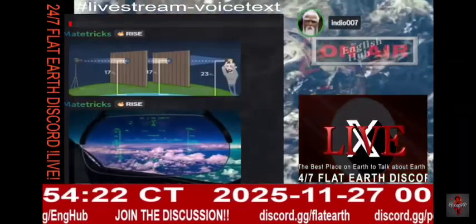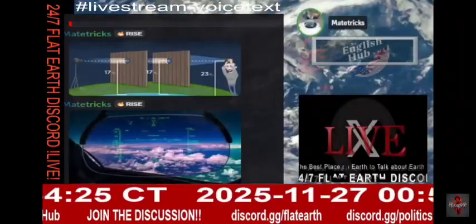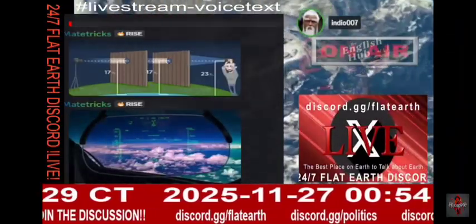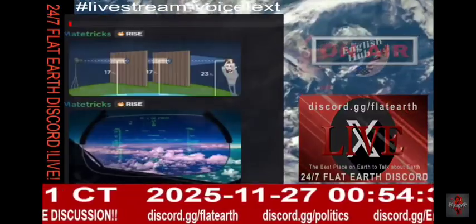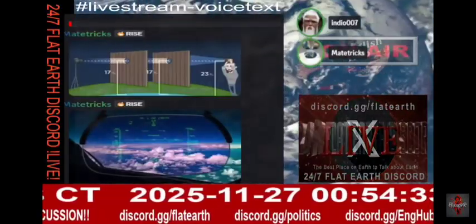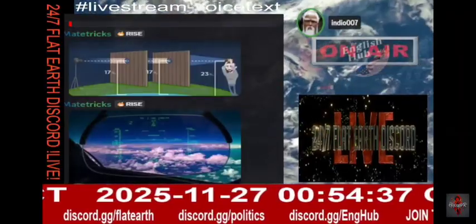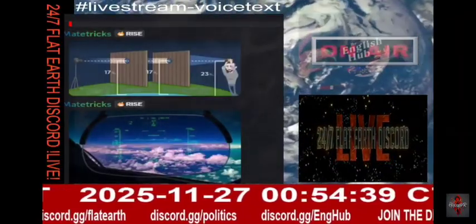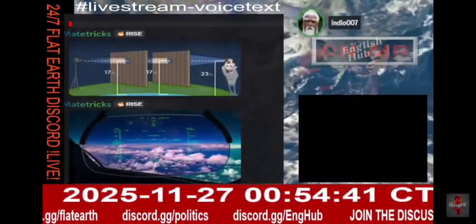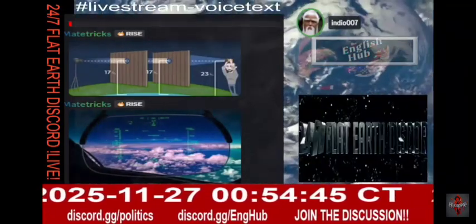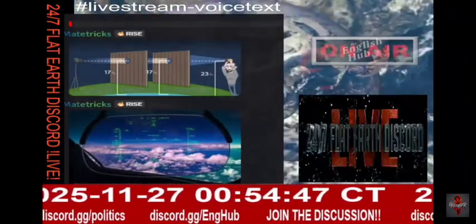My God, it's an artificial horizon. Bro, this is the stupidest argument. I can't even believe they're still saying it. If they were pointed at the horizon on a flat Earth or globe, they'd crash into the ground. Right? If you line up the plane with the horizon, you're going to crash into the ground.